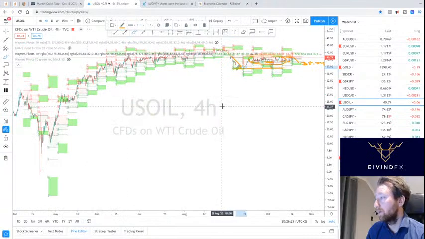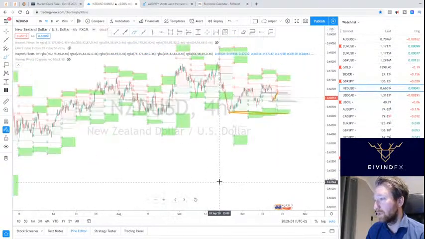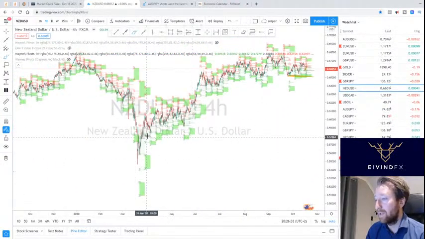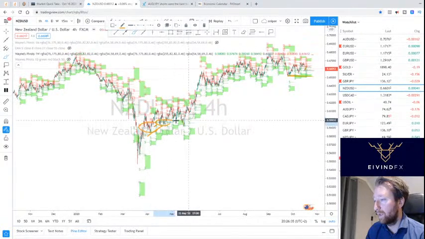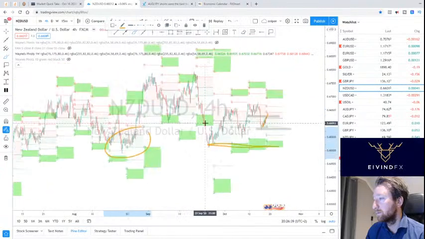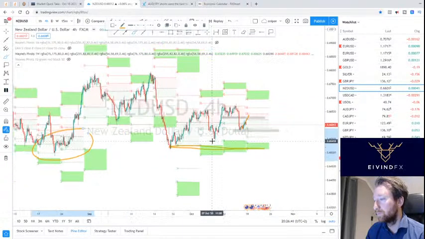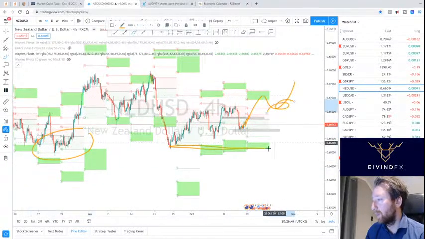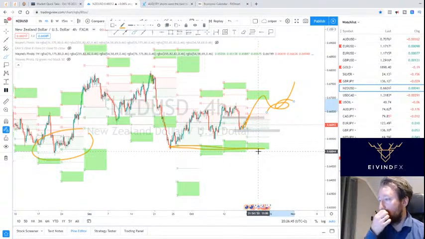I want to be in that and then out there. For example, for the New Zealand dollar, I want to be buying here. I want to be buying here, and then I want to be buying here. But if that doesn't happen, cool. I don't care.